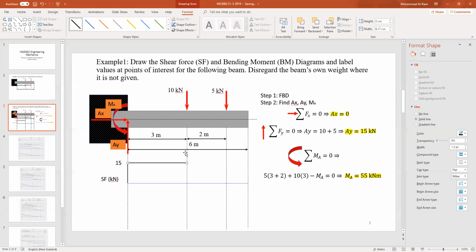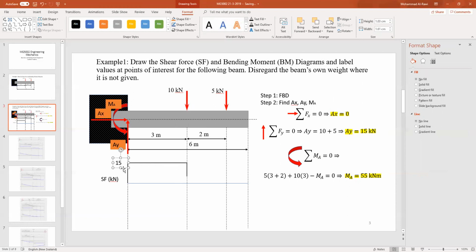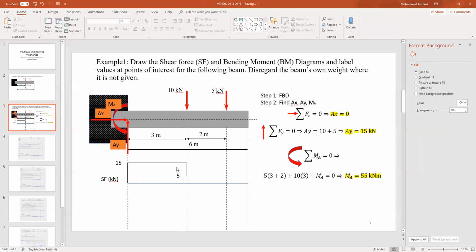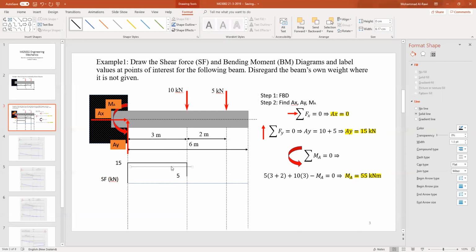And then I get 10 kilonewtons. This will push me down, so going downwards. So that will be 15 minus 10. The remaining of that is 5. So I will stop here and it will be 5. Still, we are in the positive, above the line.